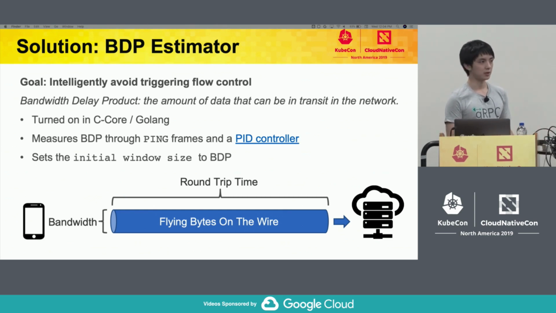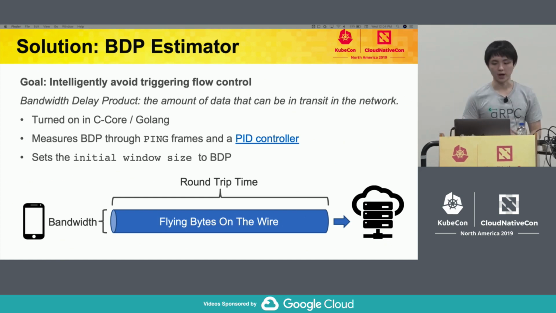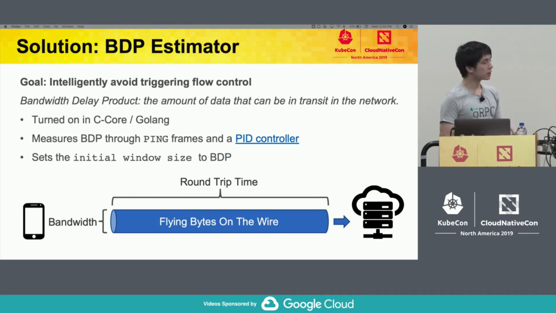So what is BDP? BDP is bandwidth delay product, which means the amount of data that can be in transit in the network, and the computation is easy. You can measure the bandwidth times the round-trip time, which effectively gives you the volume of the network, which is the flying bytes on the wire. And this algorithm will measure the BDP and then set the initial window size to BDP. By doing this, it can intelligently avoid triggering flow control.